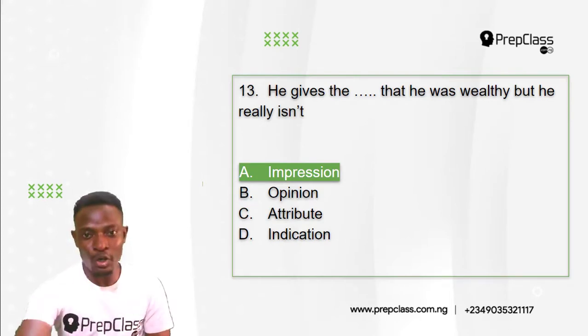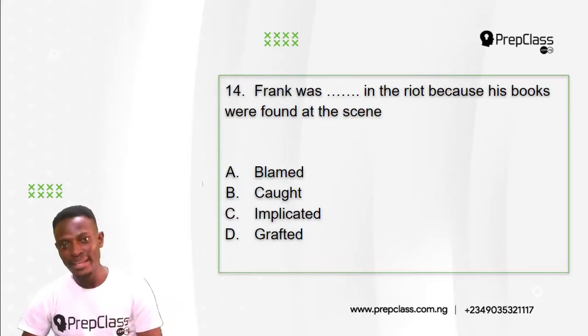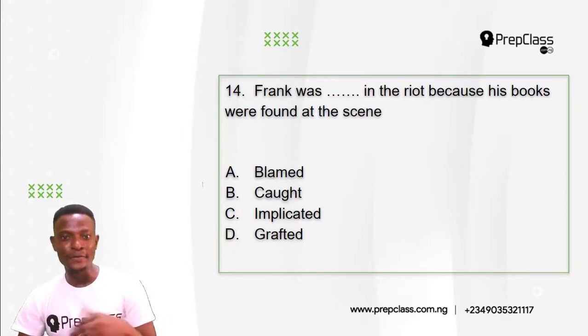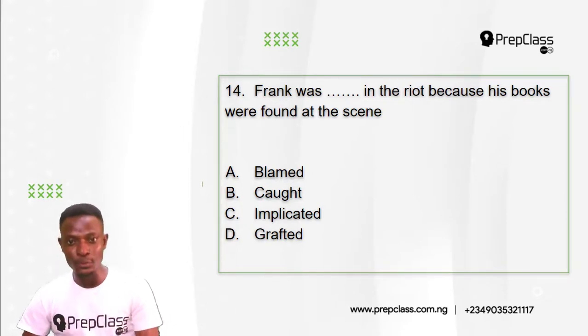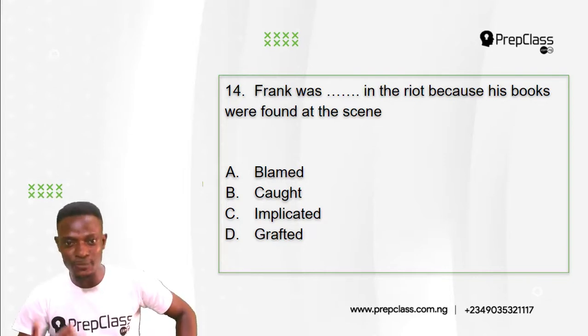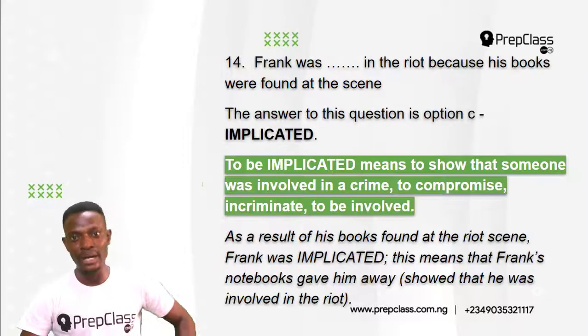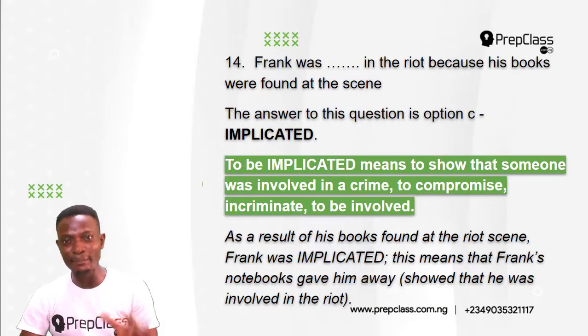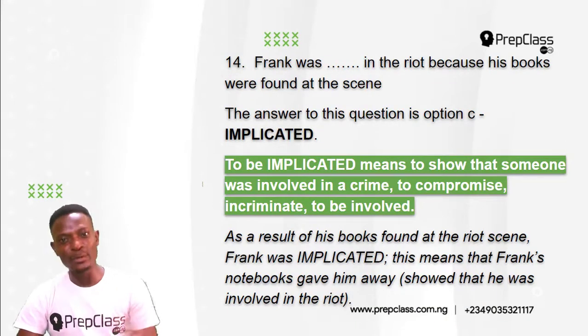Right. Moving on to the next question, question 14. Frank was dashed in the riot because his books were found at the scene. A. Frank was blamed in the riot because his books were found at the scene. B. Frank was caught in the riot because his books were found at the scene. C. Frank was implicated in the riot because his books were found at the scene. D. Frank was grafted in the riot because his books were found at the scene. Now, the answer to this question is option C, implicated. Frank was implicated in the riot because his books were found at the scene.